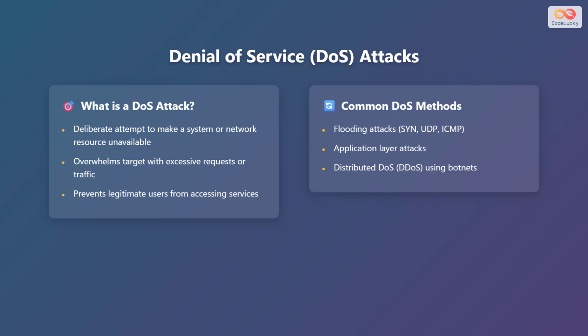Common DoS methods include flooding attacks, such as SYN, User Datagram Protocol, also called UDP, and Internet Control Message Protocol, also called ICMP floods. Application layer attacks target specific vulnerabilities in applications. Also, distributed denial of service or DDoS attacks, which utilize botnets to amplify the scale of the attack.